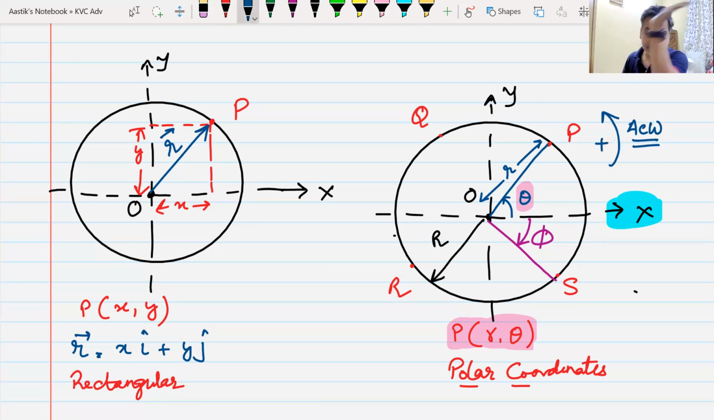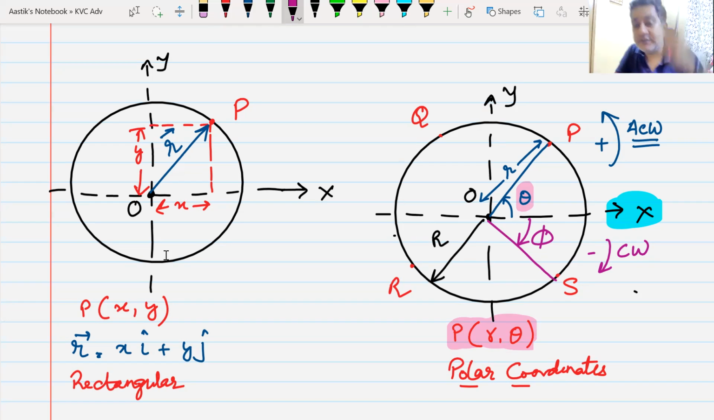Anti-clockwise angles are positive, and clockwise angles are taken as negative. That is the sign convention we use. Do you understand the sign convention? Yes, sir. That is the first heading that we are going to write.